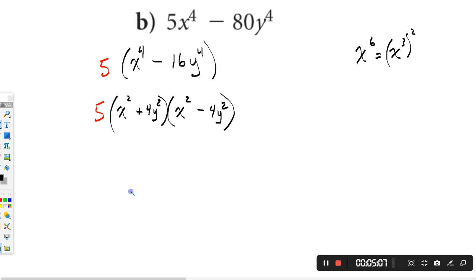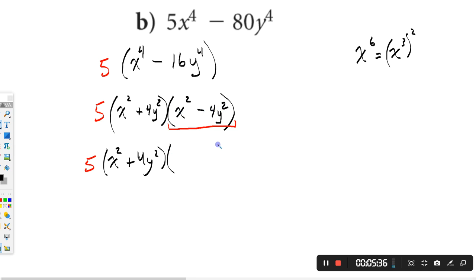However, we now have another example that is a difference of squares, and this is where it's kind of throwing us for a loop here, a little bit of an extra tricky step on the end. So I can now factor this even more. So this is not fully factored. So I'm going to write the 5. I have x squared plus 4y squared here still. And then difference of squares again.